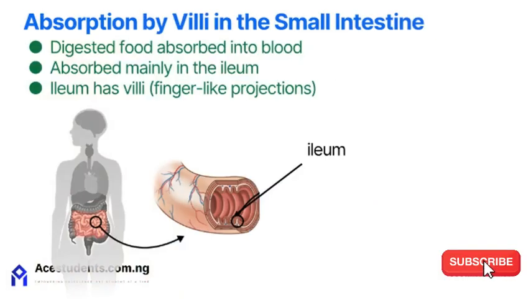Once food is fully digested, it is absorbed into the blood. Absorption mainly takes place in the ileum, the final part of the small intestine. The ileum has finger-like projections called villi that increase the surface area for absorption.